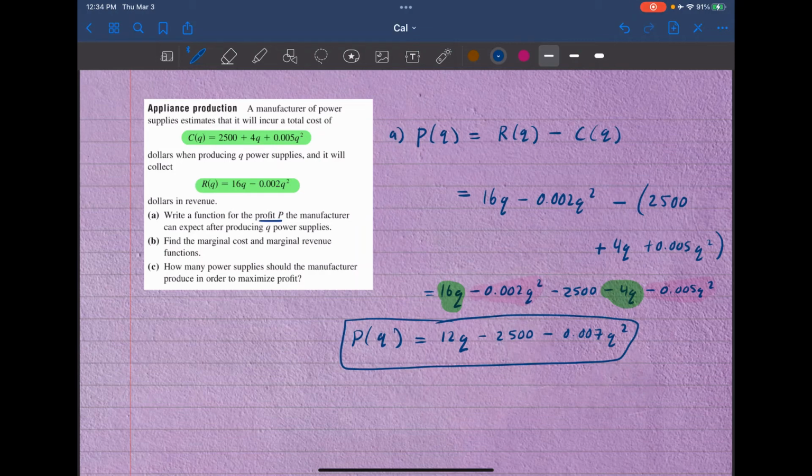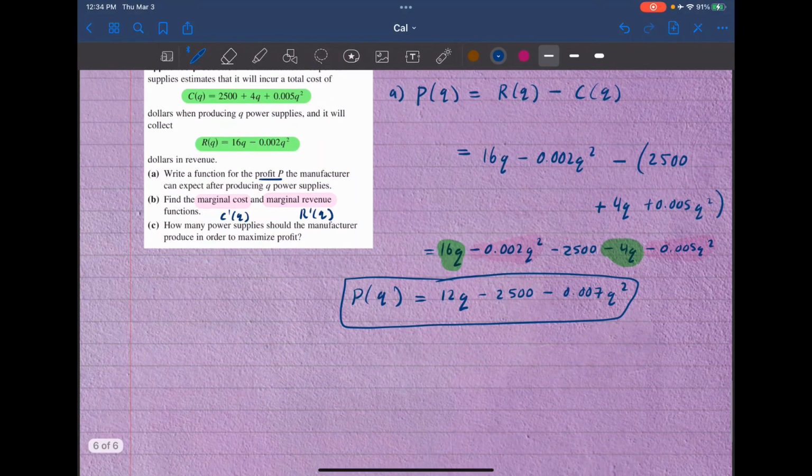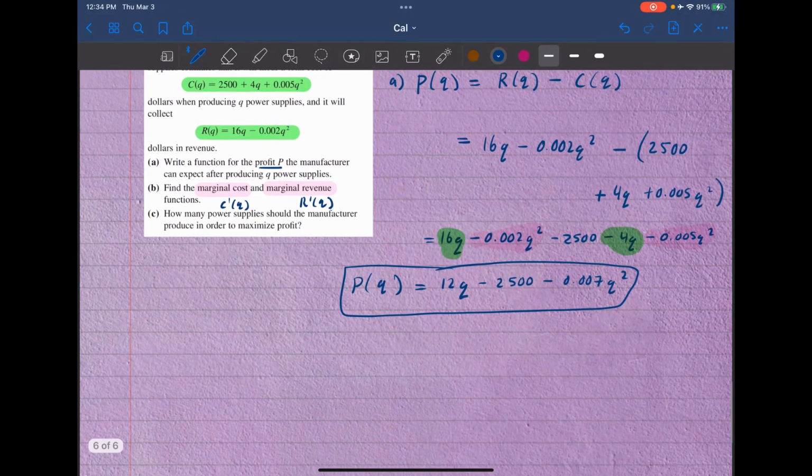All right, now let's go ahead and find the marginal cost and marginal revenue. Well, those marginals are just the derivative. So marginal cost, that's going to be the derivative of the cost function. And marginal revenue, that will be the derivative of the revenue function. So let's go ahead and compute them by using power rule.